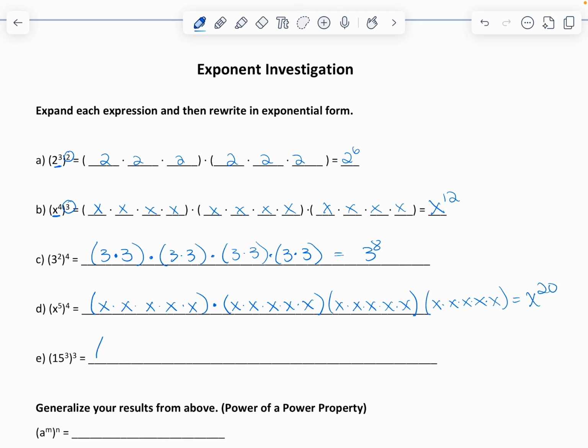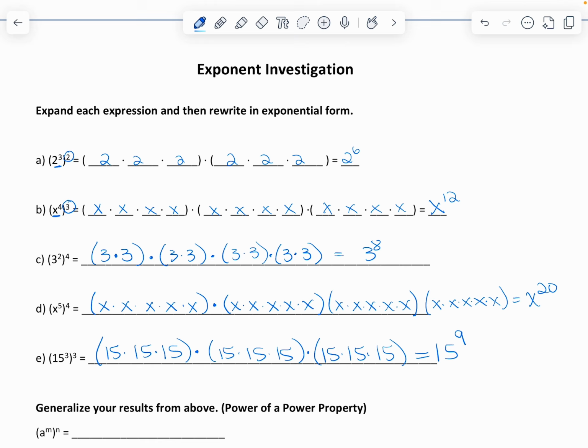Here, it says to write 15 3 times. And then it says to write that set of parentheses 3 times. So I wrote it 2 sets, and now I'm going to do my third set. So I get 15 to the 9th power.